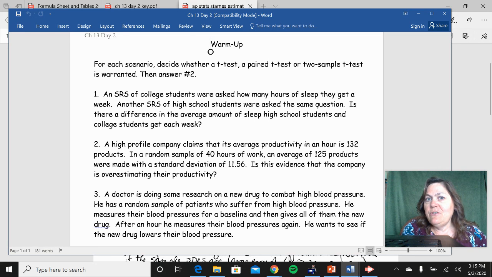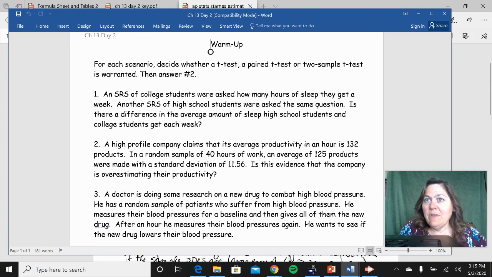So before we get into finishing up a little bit on that, I have here 3 problems for you to look at. I want you to read them and determine if it's a t-test, a paired t-test, or a two-sample t-test, okay? So the first one, you're looking at an SRS of college students to see how many hours of sleep they get a week. Some of you are heading there soon. Another SRS of high school students were asked the exact same question. Okay, so now you decide what type of t-test would I run on that one.